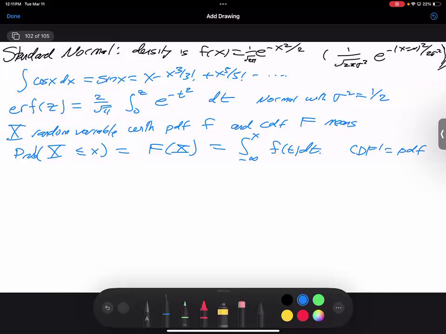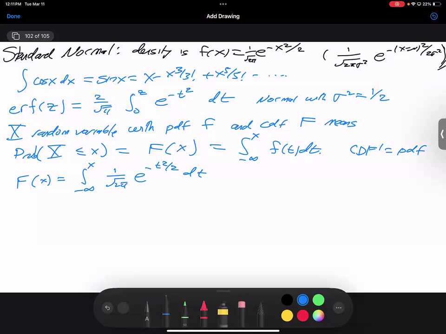Okay. So let's take the standard normal. Let's calculate the cumulative distribution function. And this should be lowercase x. We use lowercase for the value it takes on, capital for the random variable. So the CDF at x is the integral from minus infinity to x of 1 over square root of 2 pi, e to the negative t squared over 2 dt.